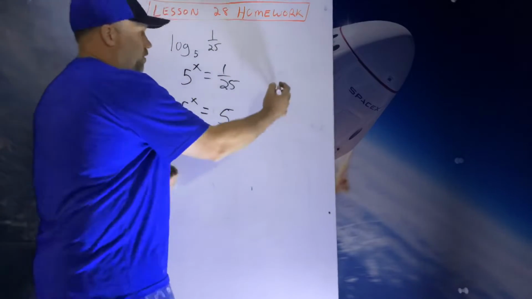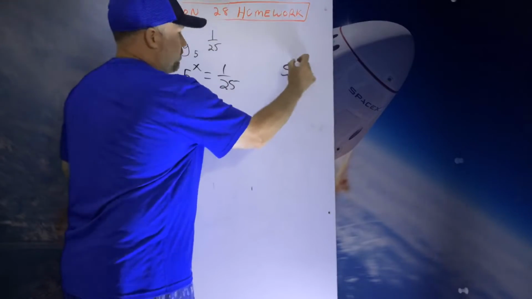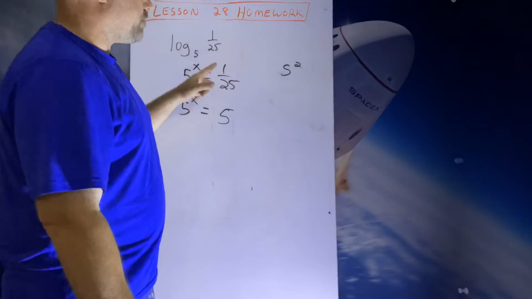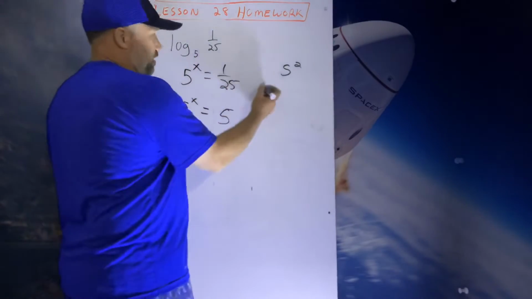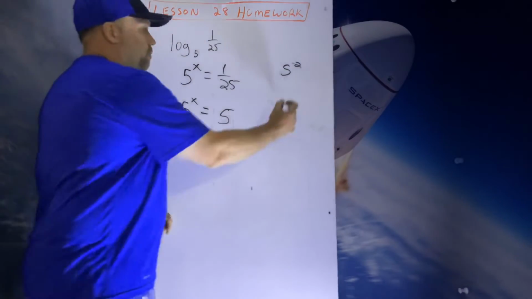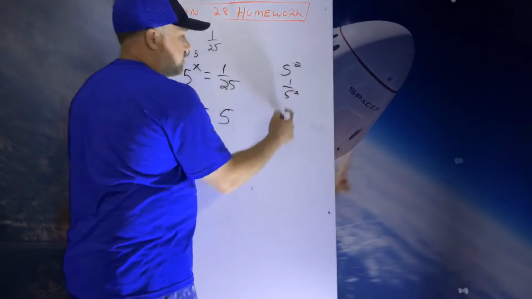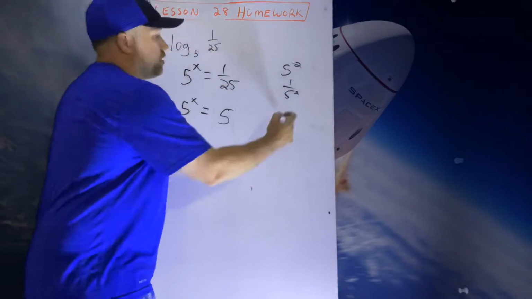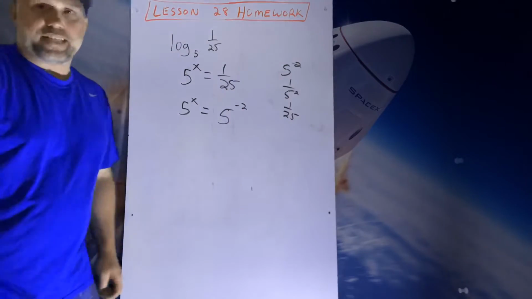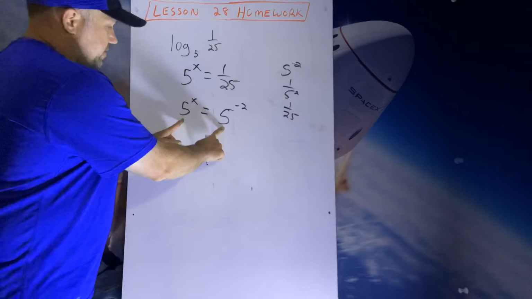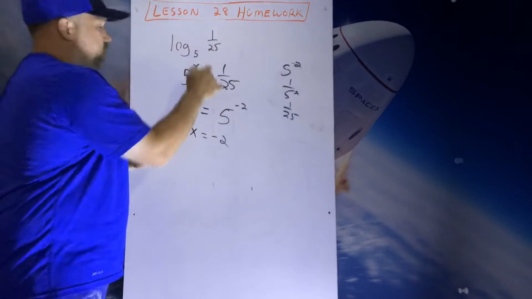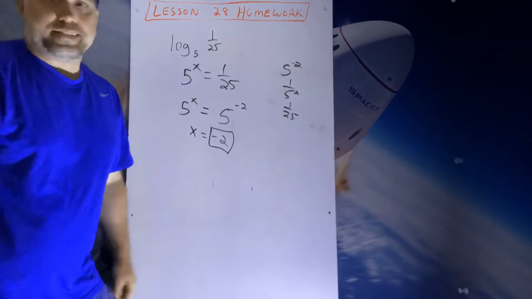Well, let's go off to the side here for a second. 25 can be written as 5 squared, because 5 squared is 25. But this is 1 over 25, so that must mean we need a negative exponent, because negative exponents turn into fractions. So that's going to be 5 to the negative second, because 1 over 5 to the second is the same as 5 to the negative second, which is going to make it 1 over 25. So this side turns into 5 to the negative second. Bases are the same, so x must equal negative 2. So log base 5 of 1 over 25 must be negative 2.